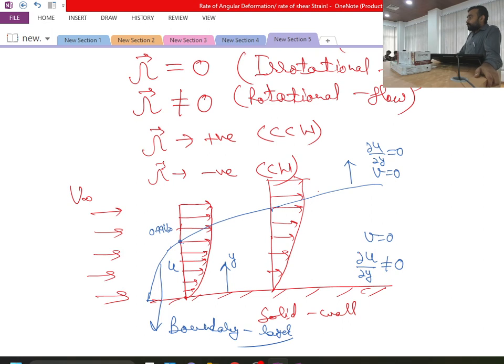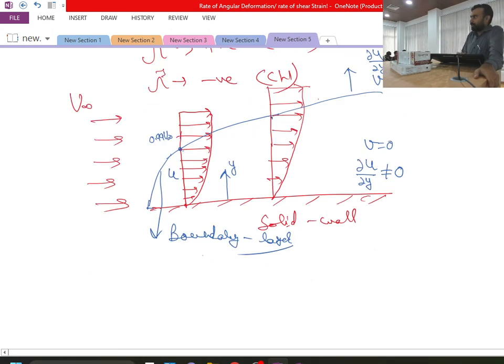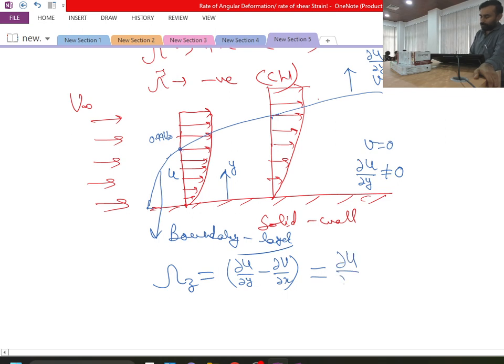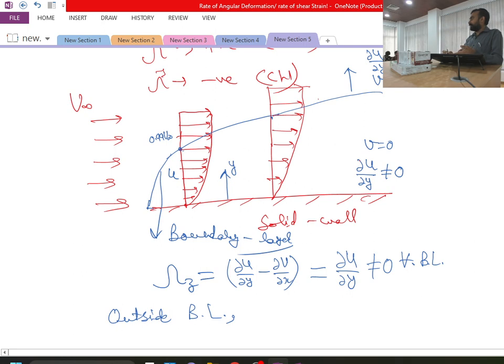Okay. Now, if I define the vorticity vector within the boundary layer, this is a flow in the xy direction, so I will be getting which component of vorticity? The z component of vorticity. The z component of vorticity is equal to del v by del x subtracted from del u by del y, that is, del u by del y minus del v by del x. V is 0 for this flow field, so within the boundary layer this is equal to del u by del y, and del u by del y within the boundary layer is non-zero. So it has some non-zero value inside the boundary layer. What will happen outside the boundary layer? Please tell me. Outside the boundary layer, del u by del y is 0, so omega z will be equal to 0.